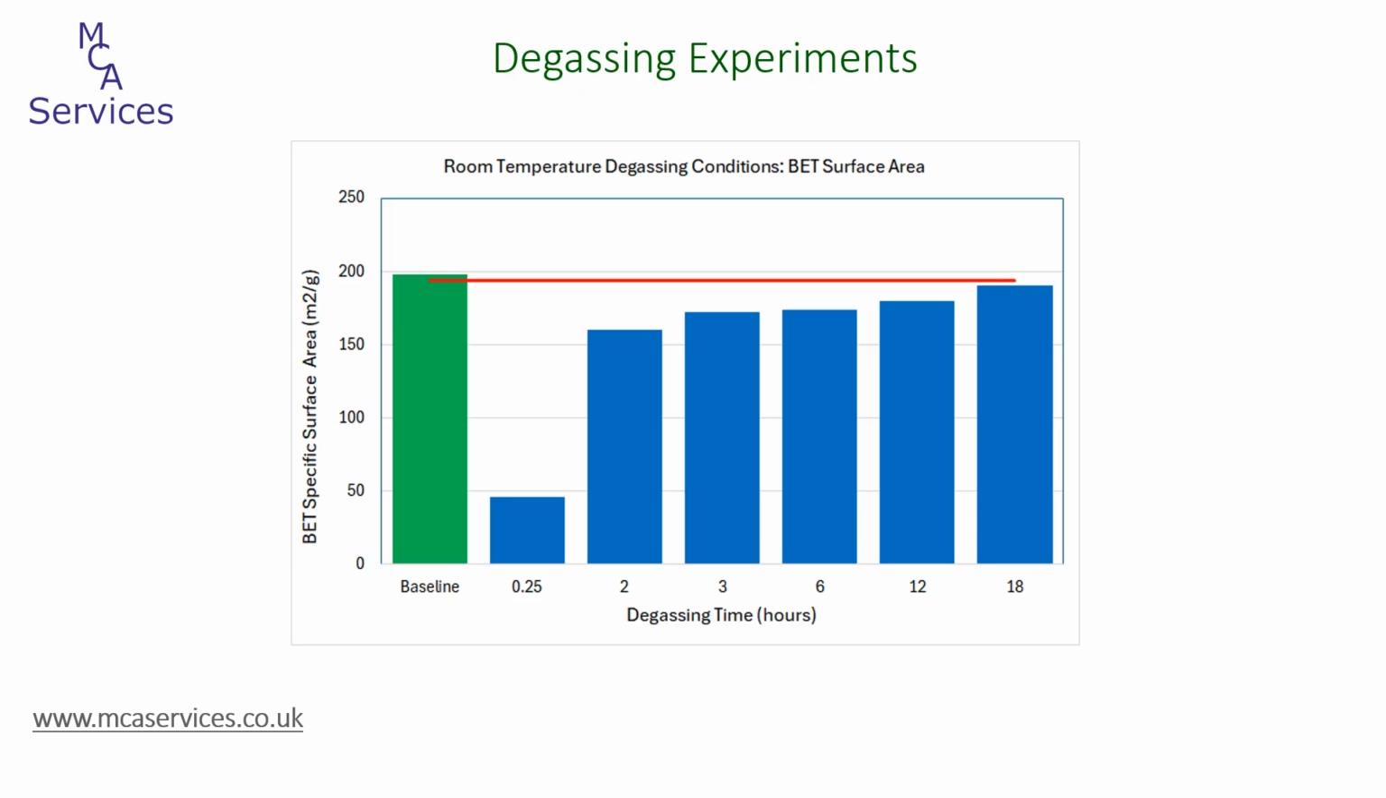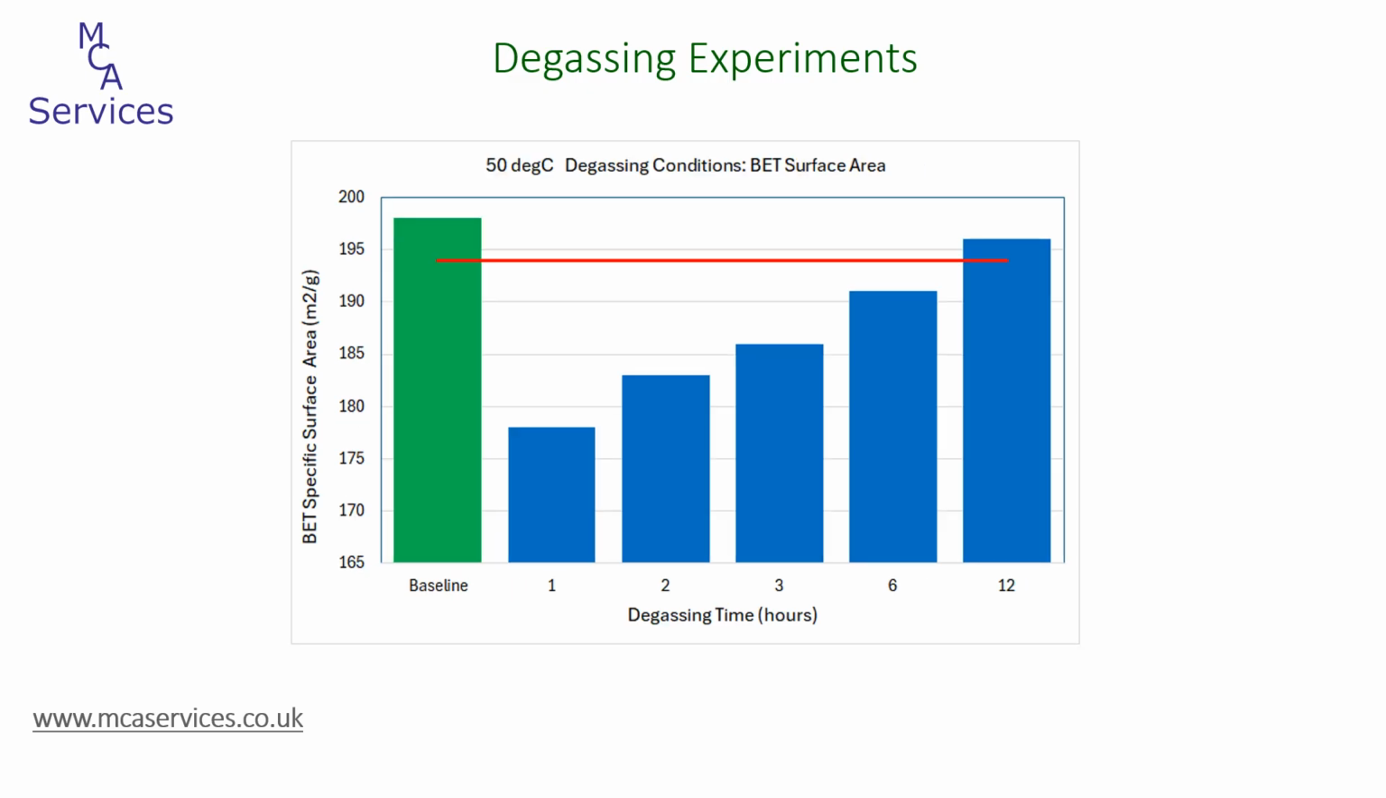We can see that the surface area does increase with the degassing time as more moisture is removed from the sample. But even after 18 hours, we still have not matched the baseline and we remain under the minimum specification value. Moving on to degassing under vacuum at 50 degrees, we can see that we do exceed the minimum specification and we match the baseline sample after 12 hours of degassing. Complete degassing is probably going to be achieved somewhere between 6 and 12 hours degassing, although at 6 hours the BET surface area is significantly low.